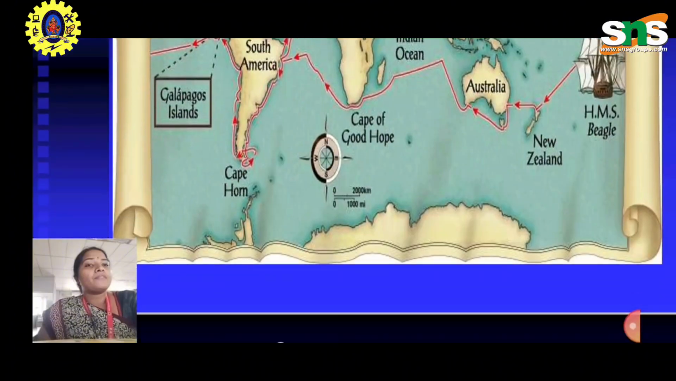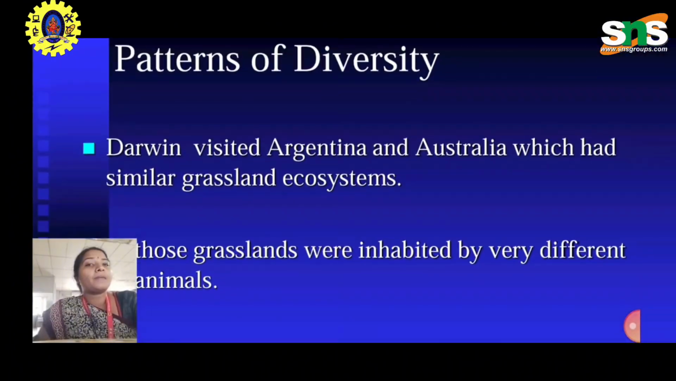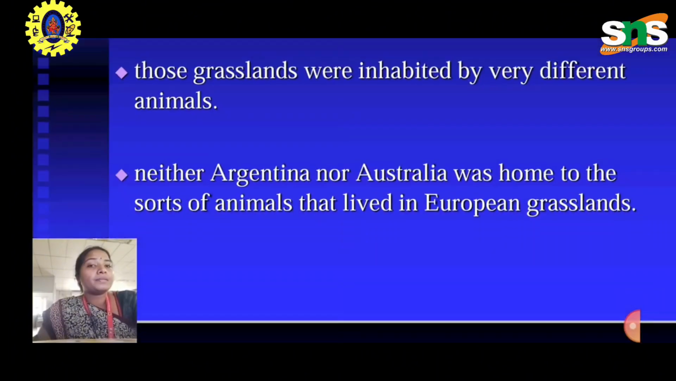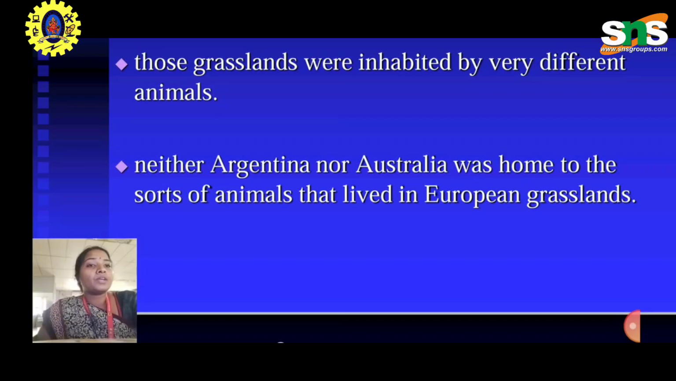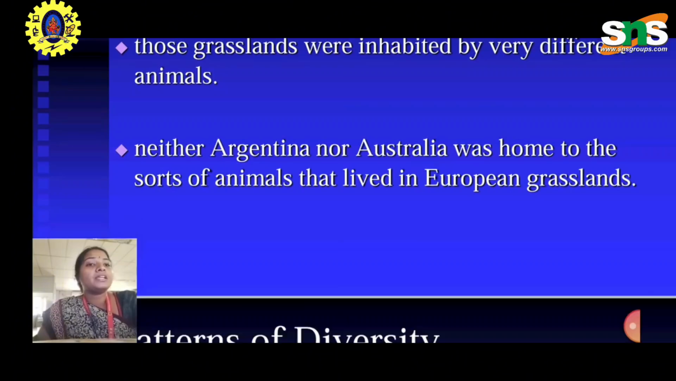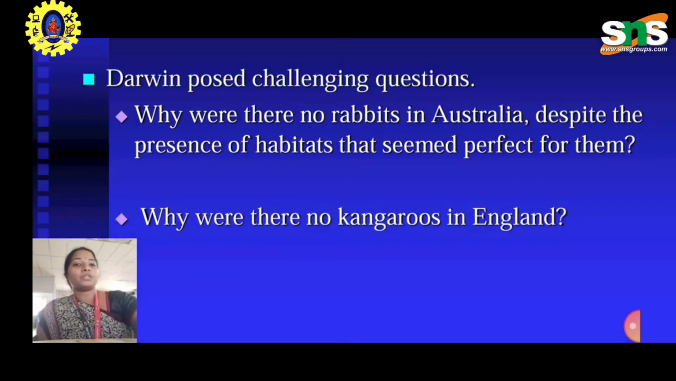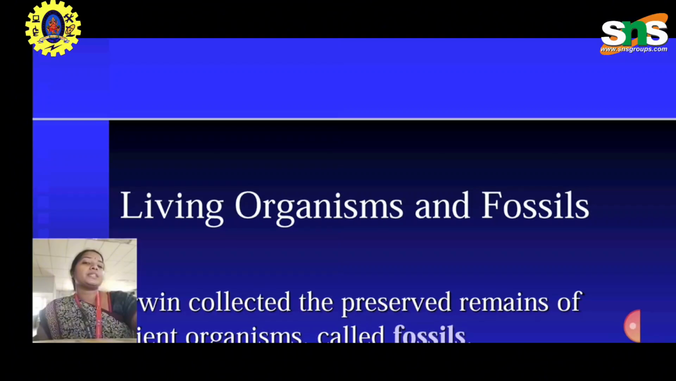So these are the maps. They went from one place to another. Patterns of diversity. Darwin visited Argentina and Australia, which had similar grassland ecosystems. Those grasslands were inhabited by very different animals. Neither Argentina nor Australia was home to the sorts of animals that lived in European grasslands. Darwin posed challenging questions. Why were there no rabbits in Australia despite the presence of habitats that seemed perfect for them? Why were there no kangaroos in England?